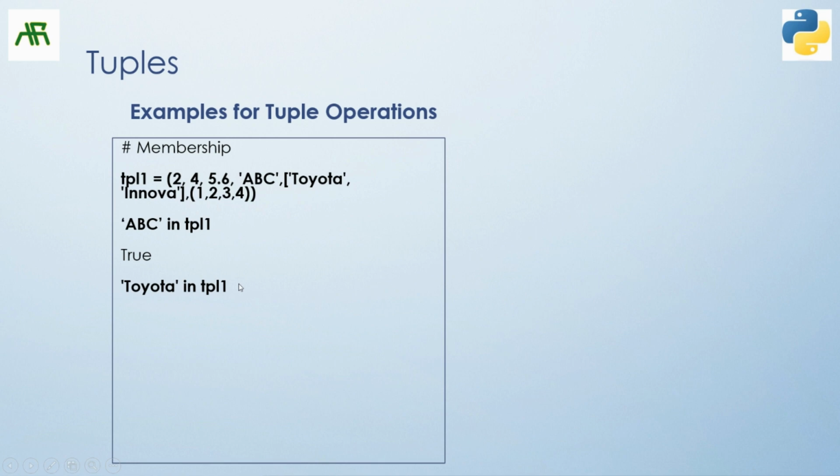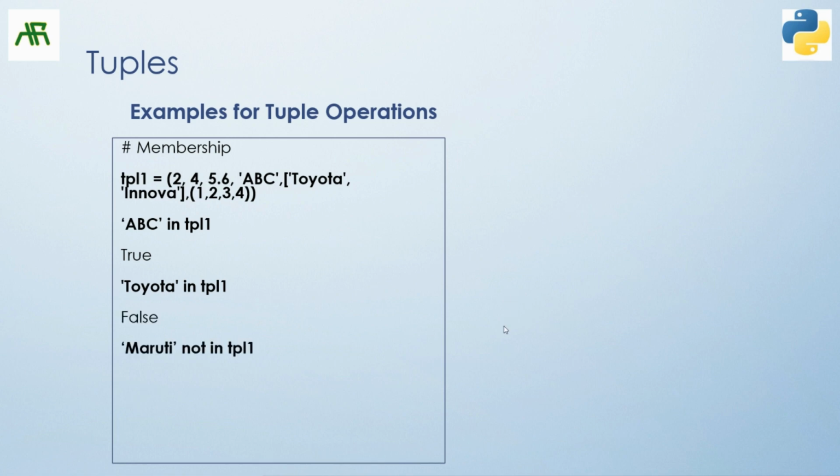We have to be very careful here. Though we see Toyota as a text or string here, it's not an element by itself. It's a sub-element of the element list. That is, Toyota and Innova combined together forming a list. That's an element of your tuple here, not a separate element by itself. So we'll be getting false here.